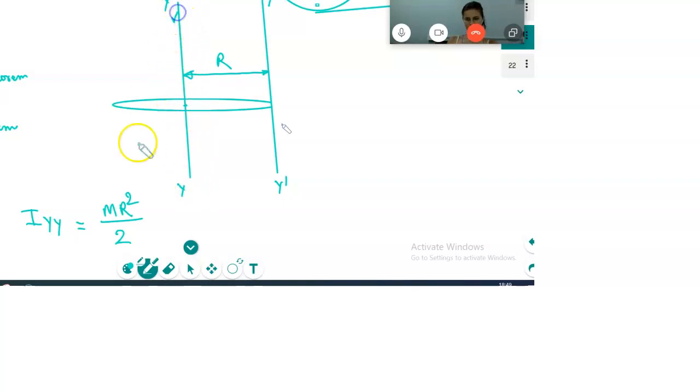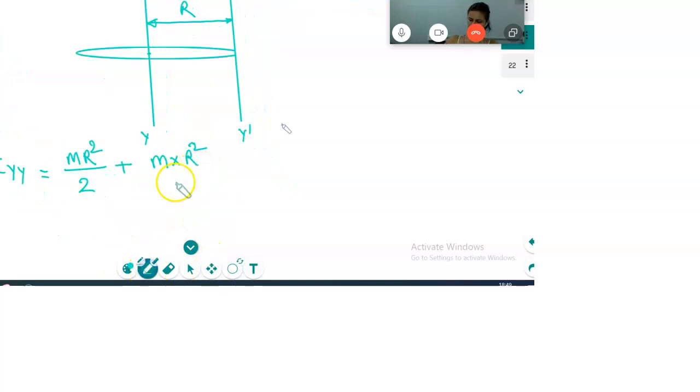plus mass times distance square. Mass times distance between the axes square. You write down the distance between the axes. So what is the formula here? MR square by 2 plus MR square is equal to 3MR square by 2.